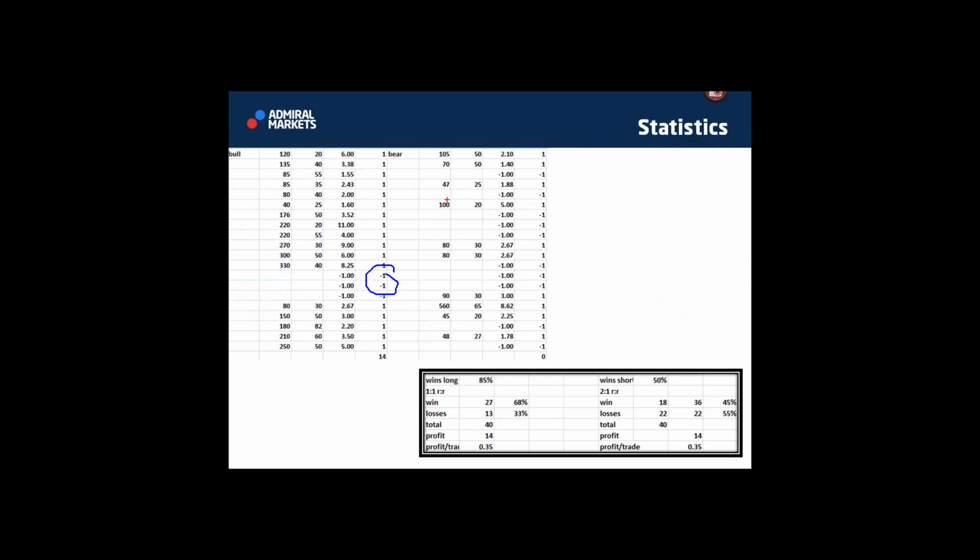You had a couple of bear trade wins as well, as you can see, and more losses though. The -1s are losses. The +1s are wins. Right? So the red circles are all losses, the blue circles are wins.